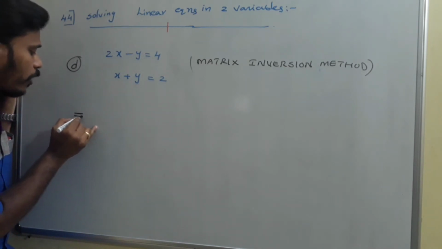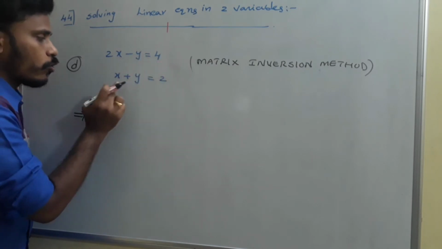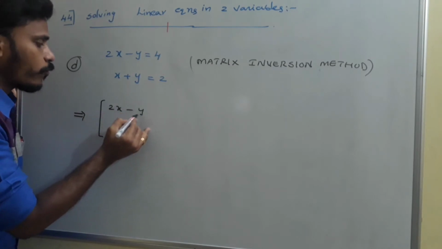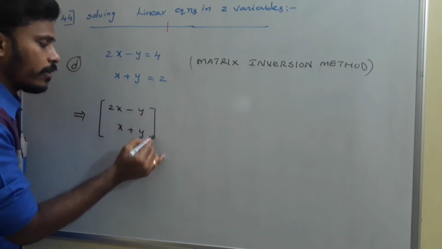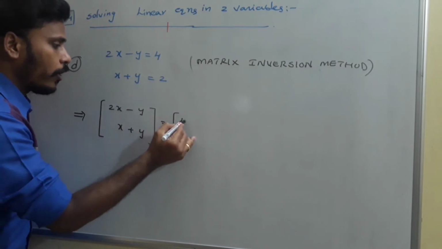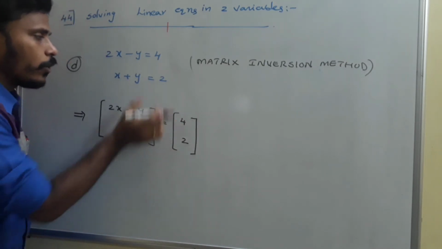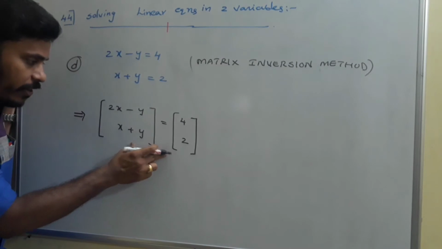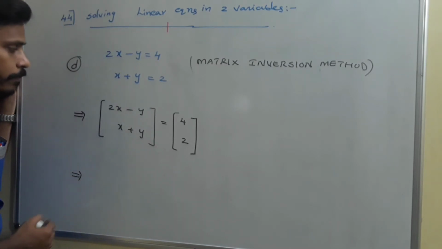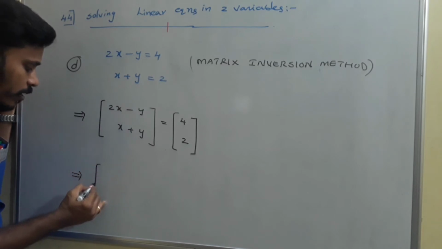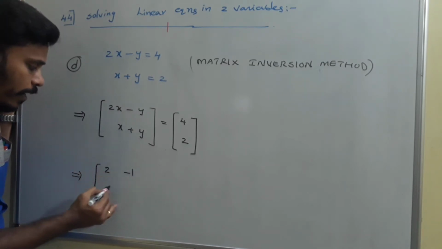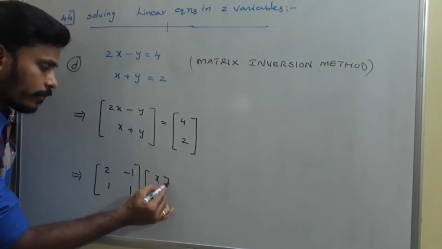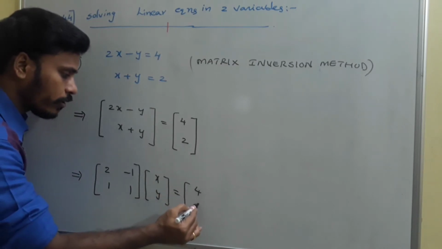Okay, so to convert them into matrix form, see, this 2x minus y equals 4 and x plus y equals 2. You simply write them like this. See, matrix 2x minus y as well as x plus y equals matrix 4 and 2. If you equalize corresponding elements, then you will get the algebraic form, and this is the matrix form. And then again we can rewrite this matrix form like this. So this implies, yeah, this 2x minus y and x plus y. See, I have a chance to write like this: 2 minus 1, 1 1, into x y, equals 4 2. Just have a look.